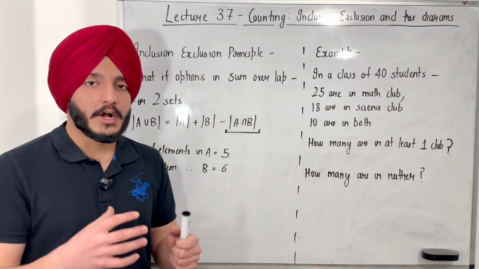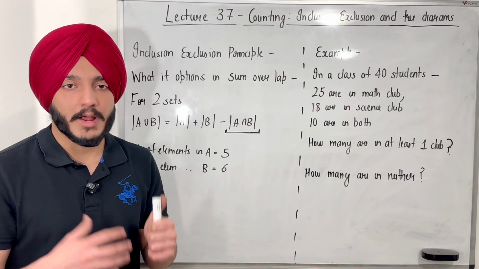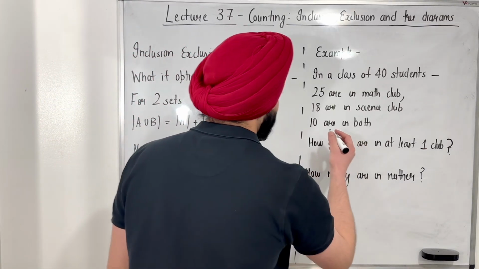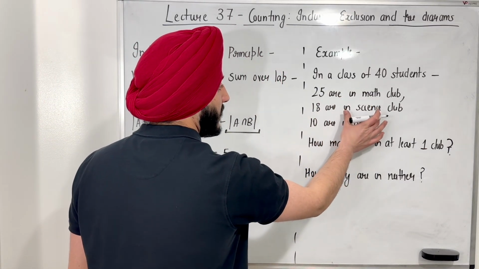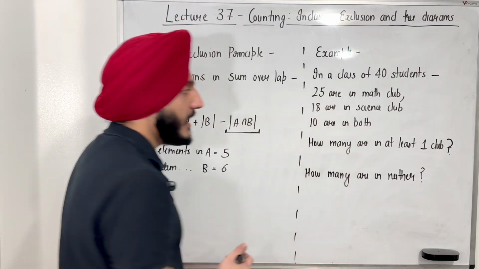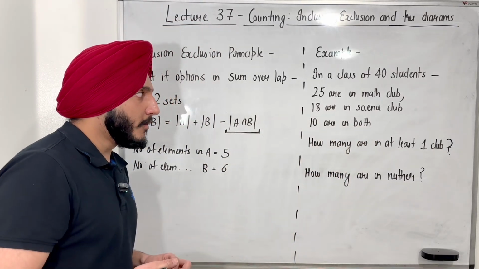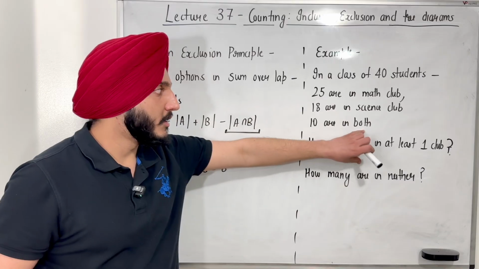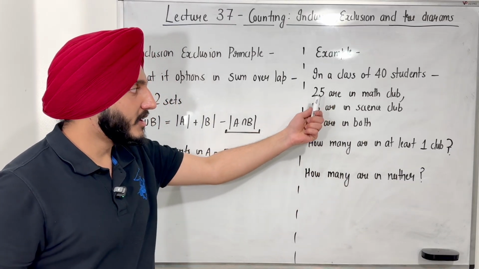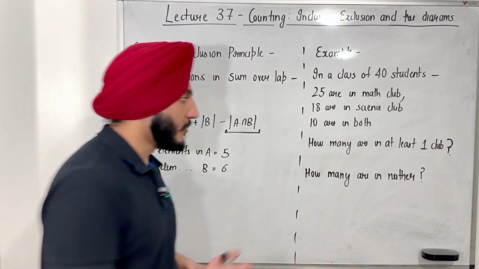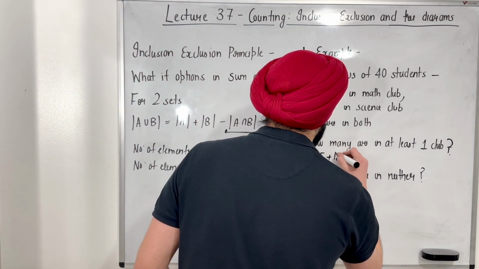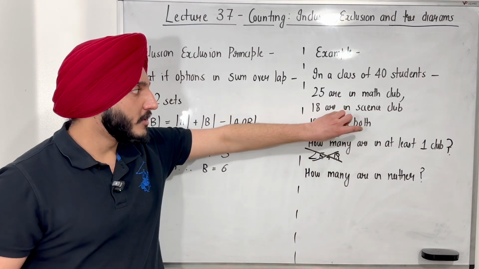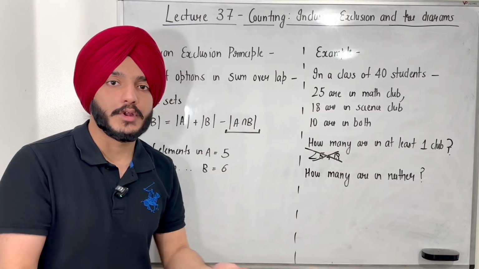Okay, if you couldn't understand by the way I'm saying it, let's try to understand with this example. In a class of 40 students, 25 are in the math club, 18 are in the science club, and 10 are in both. So 10 students are in both math and science club. Now think about this, right? Let's look at the question: how many are in at least one club? Now, if you just add 25 plus 18 together, that would be a mistake. So 25 plus 18 would be wrong. And why? Because there are 10 students that are in both of these clubs, so you would be double counting them.